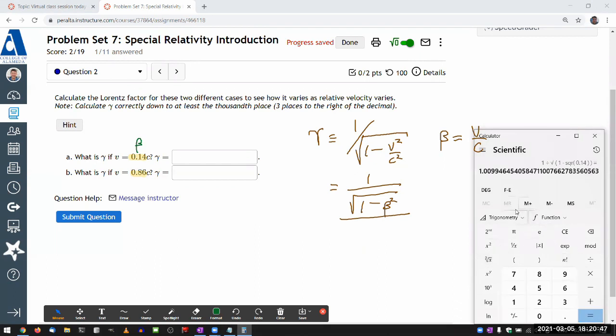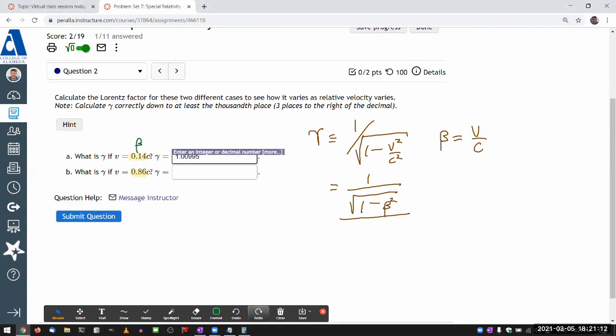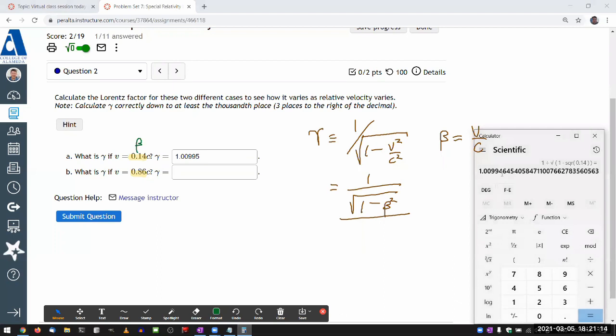Oh, so if I were rounding to three significant figures, I would barely get 1.01. And I guess that is actually about right. Let me just plug in. I think if I do put in 1.01, it'll say it's right. But let me just put in these other digits just for kicks. 1.00995. That's what I believe I had. Good.